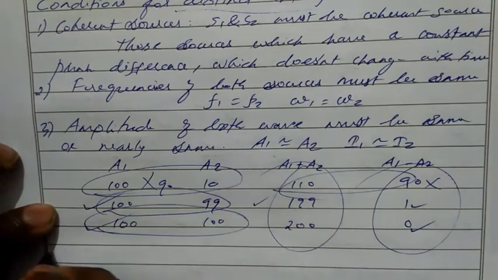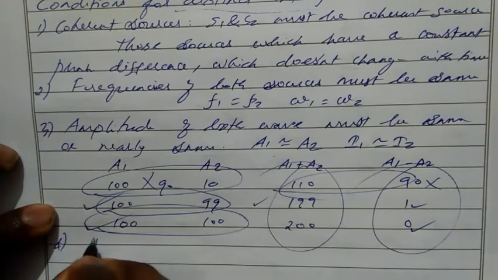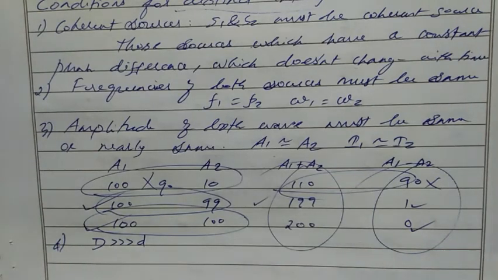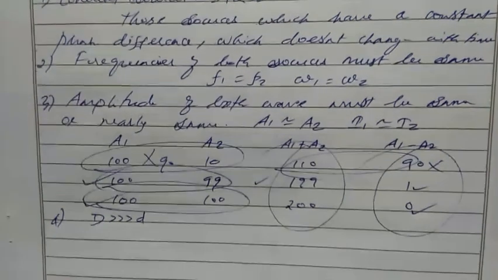Clear? Then the fourth condition: the D value must be very much greater than d. Here, capital D means the distance between the slits and the screen, and small d means the distance between the two slits. So the D value must be very much greater than small d. Then only we will get distinct interference, that is, we are able to differentiate between constructive interference or bright spot and destructive interference or dark spot. Clear? Thank you.